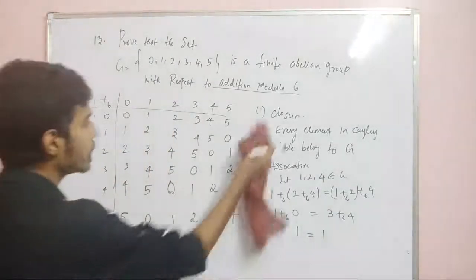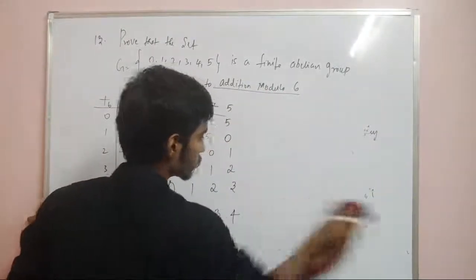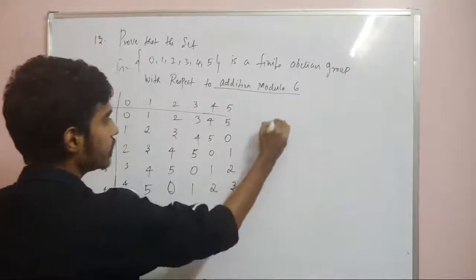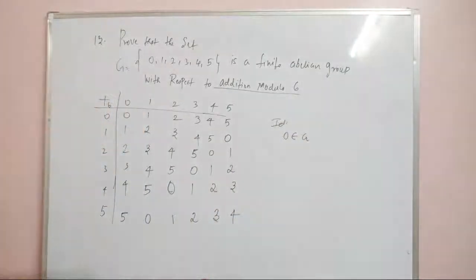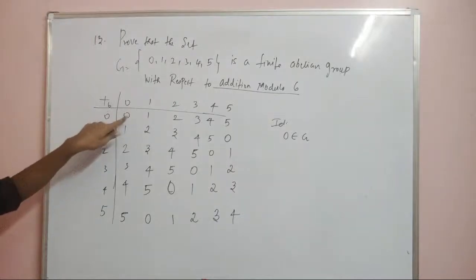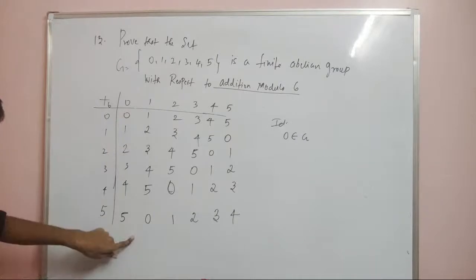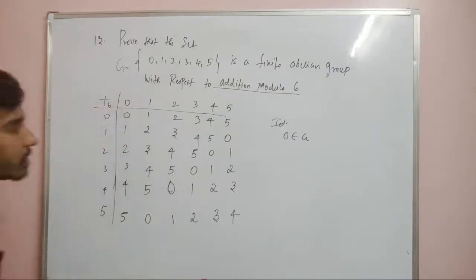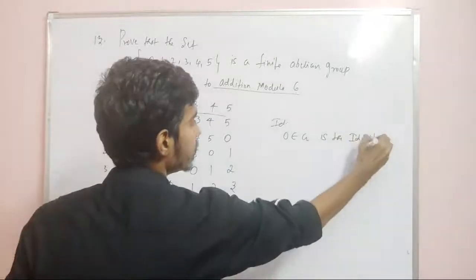So what is the identity element here? Clearly 0 belongs to G, and 0 is the identity element. You can see 0 plus some element, or some element plus 0, gives me the same element again. Therefore 0 belongs to G and is the identity element.